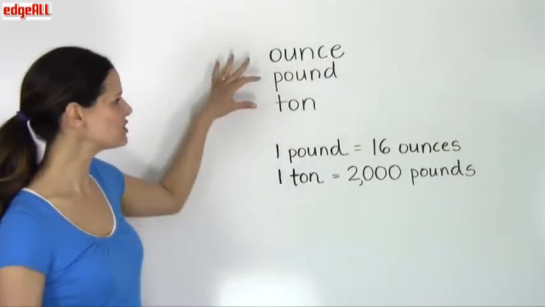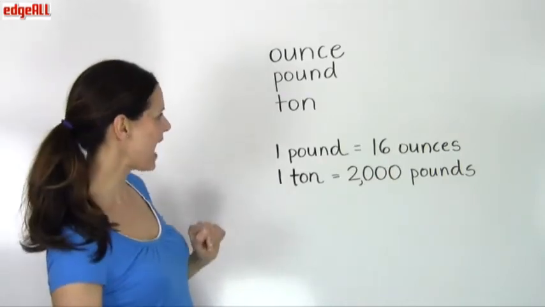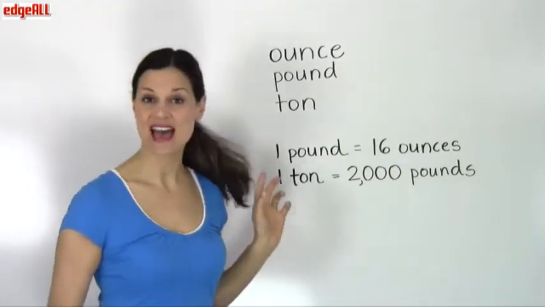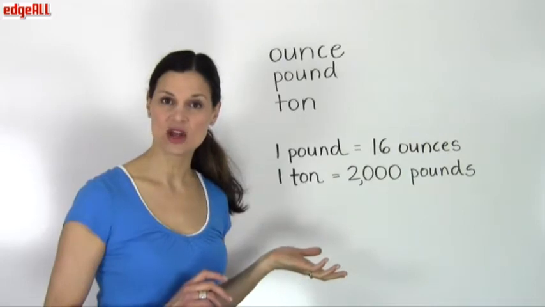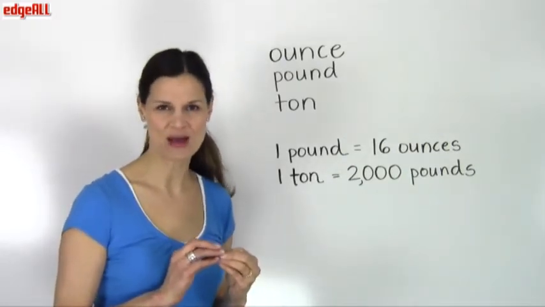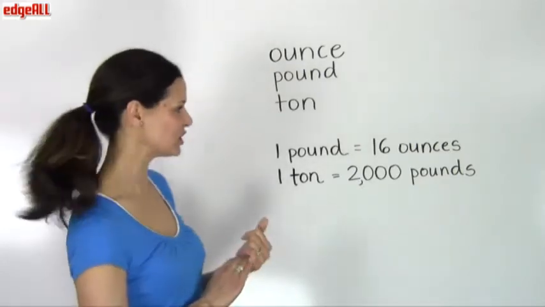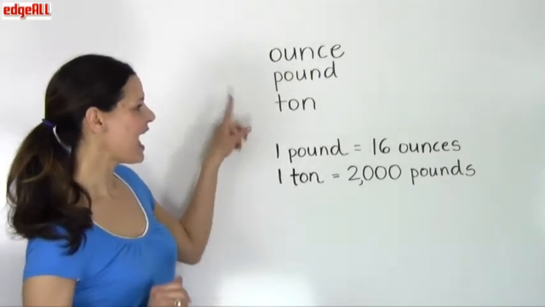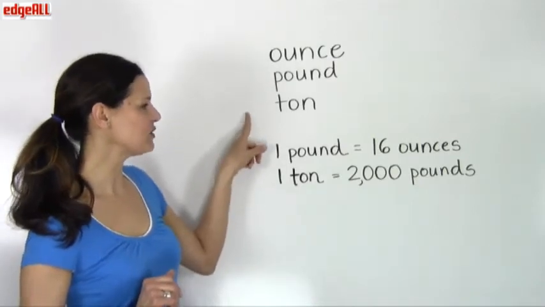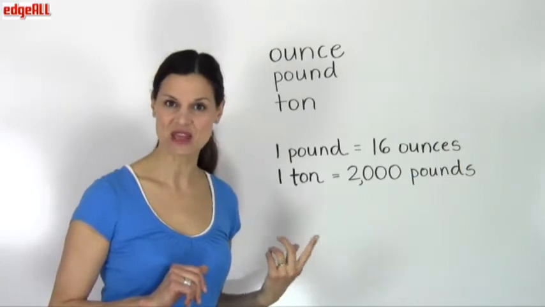Now you might wonder why we need 3 different units to measure mass. Well, it is because some of the units represent small amounts of matter, small amounts of mass, and some of the units represent larger amounts of matter. And you will end up using the unit that makes most sense for the object that you are measuring.